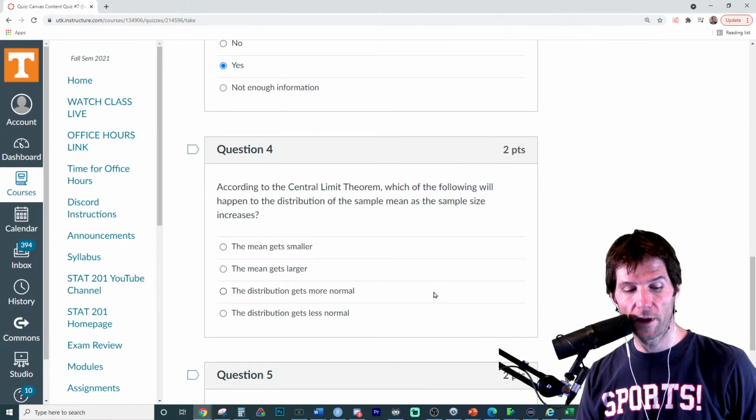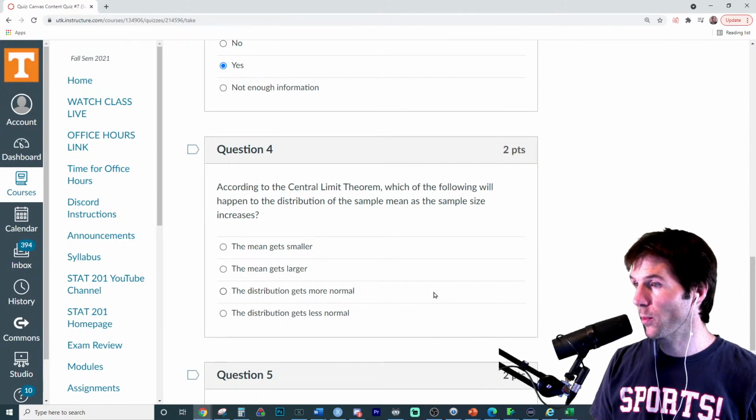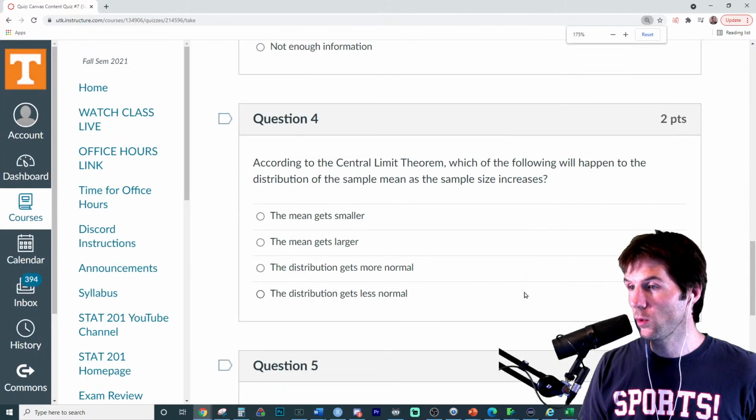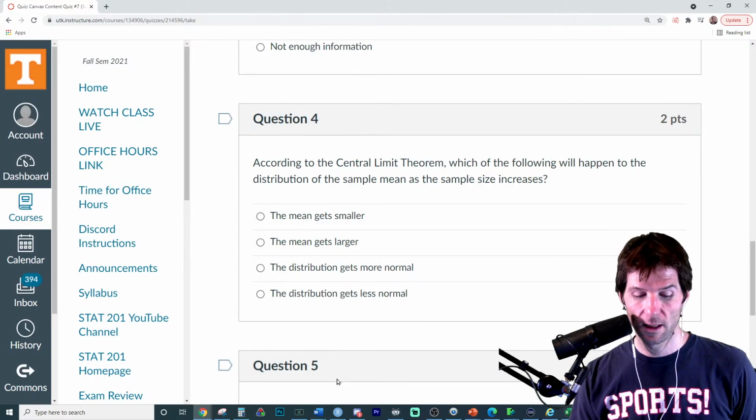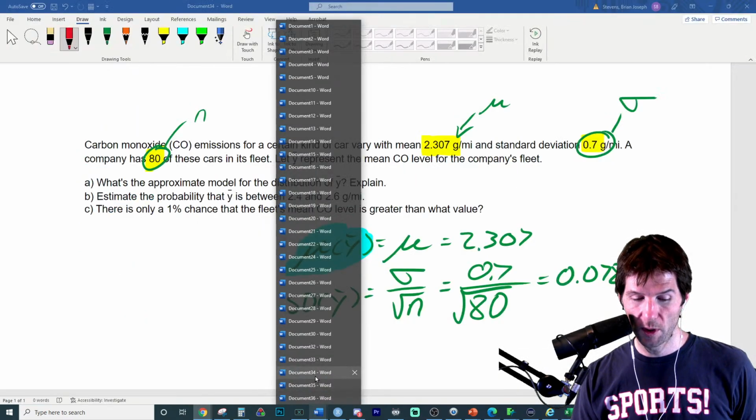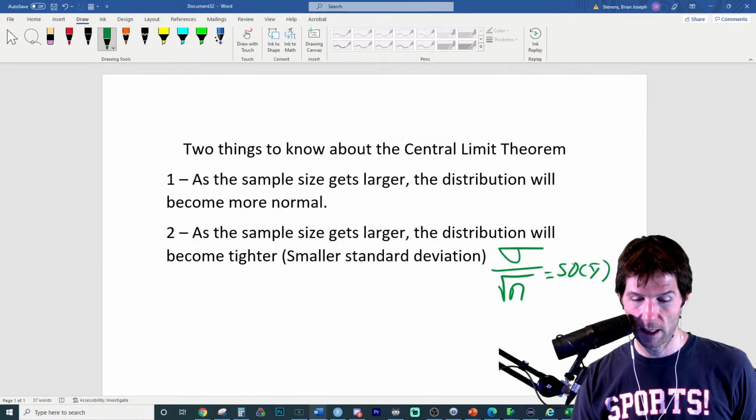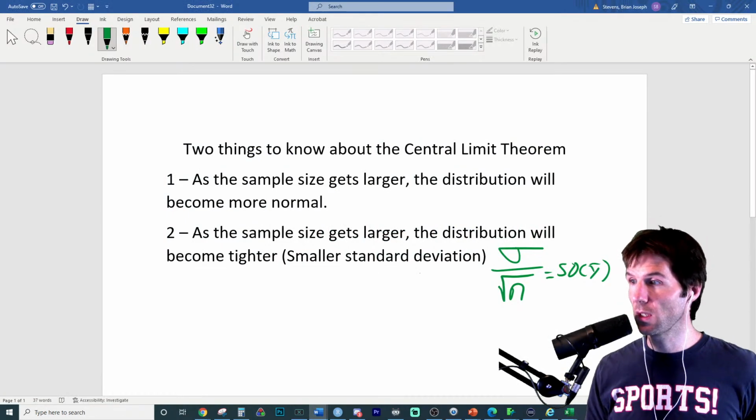According to the central limit theorem, which of the following will happen to the sampling distribution of the sample mean or sample proportion, whichever one we're looking at? Two things will happen. Big review from class today. What two things will happen? I want you to put it in the chat. We talked about this a lot in class today. The two things that happen with the central limit theorem.